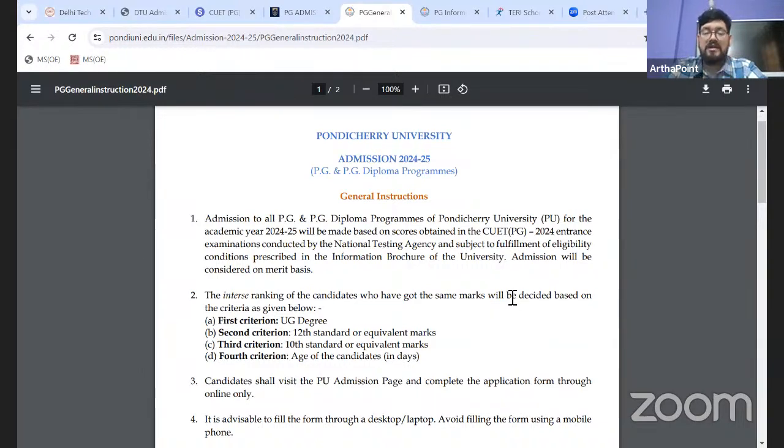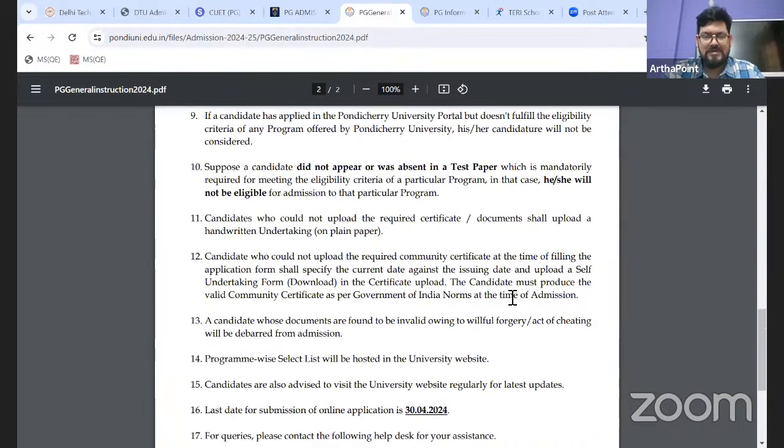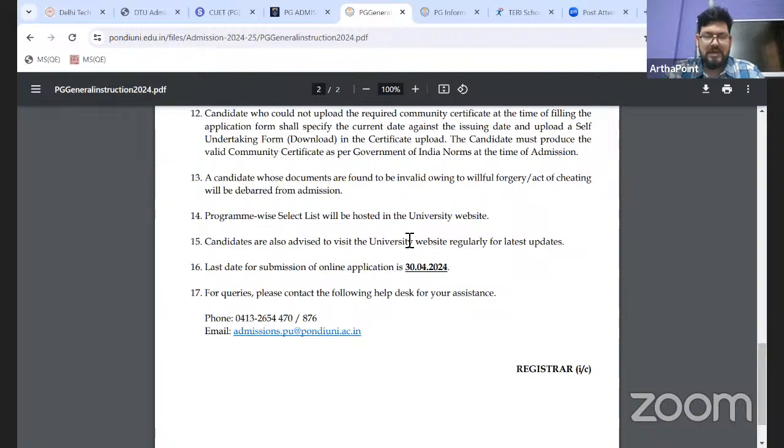Okay. Now the another major university is your Pondicherry University. Okay. Pondicherry University ka, this is the official detail or notice for 2024-25 admission. Okay. The interesting point over here is कि उनके according the last date of online submission is 30th of April. ठीक है. और आज it is 29th of April. Correct? Tomorrow is the last date.